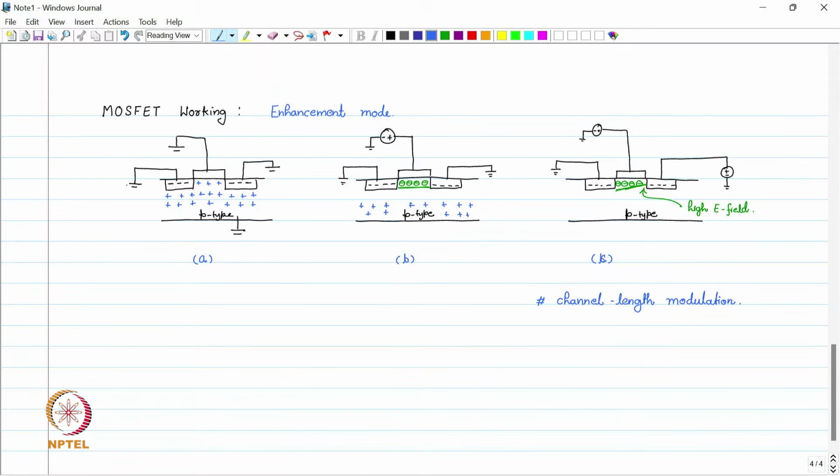So this is how this device works. First we apply the voltage at the gate to produce the channel under the gate, and then we apply a voltage at the drain which is positive compared to the source. So this channel participates in the current conduction from source to the drain.